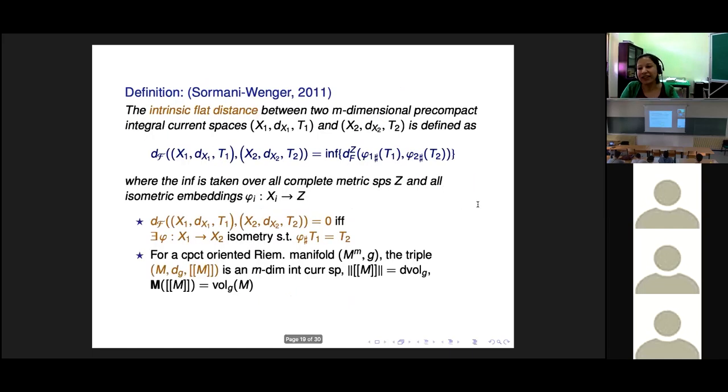Good. And then intrinsic flat convergence is to have this metric space, and then you have a current here. And if you want to calculate the distance between them, you take isometric embeddings into some bigger space Z. And in there, you calculate the flat distance, which is the one that I just explained in the previous slide. And again, as in the Gromov-Hausdorff case, you have to take an infimum. I mean, it's not a distance right away. So this distance is going to be zero if and only if there is an isometry between your metric spaces that sends one current to the other one. And then the main example, which is actually the one that we use, is that if we have a Riemannian manifold M, we take the distance that comes from the Riemannian tensor, and then we have this current M, and this is an integral current space. So you can calculate the intrinsic flat distance between these spaces.